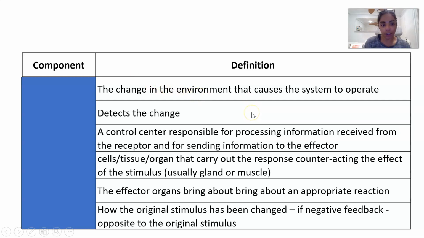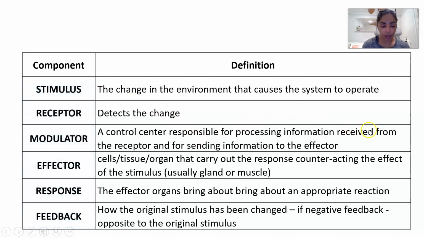Okay, hopefully you've had a chance to write down the component of the negative feedback loop based on the definition. Here are the words that you should have got. If you are still unsure of what these words mean, I would strongly suggest that you make flashcards or some sort of mnemonic to help you understand and remember these terminologies.